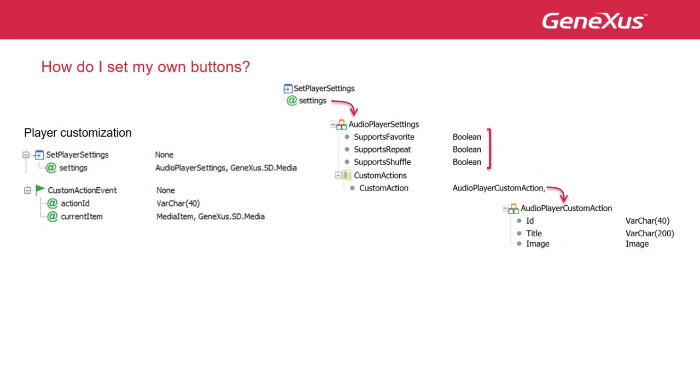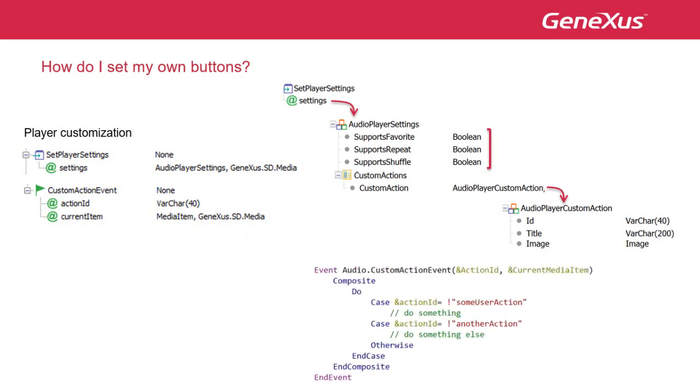And then we need an event that allows us to code what to do if the user presses one of the custom buttons here. To do this, we have the custom action event. We would code the custom action event of the audio API, passing it, as we can see, these two parameters. The corresponding action ID will be the one that identifies a button of this SDT, in short, of this collection. It will correspond to the button pressed by the user.